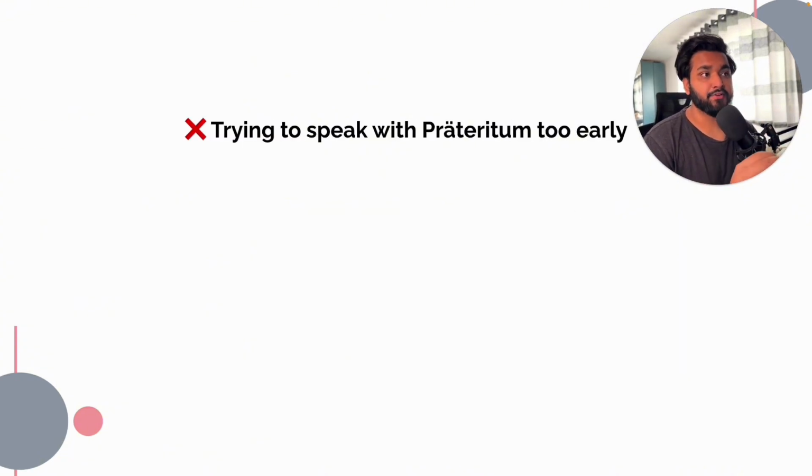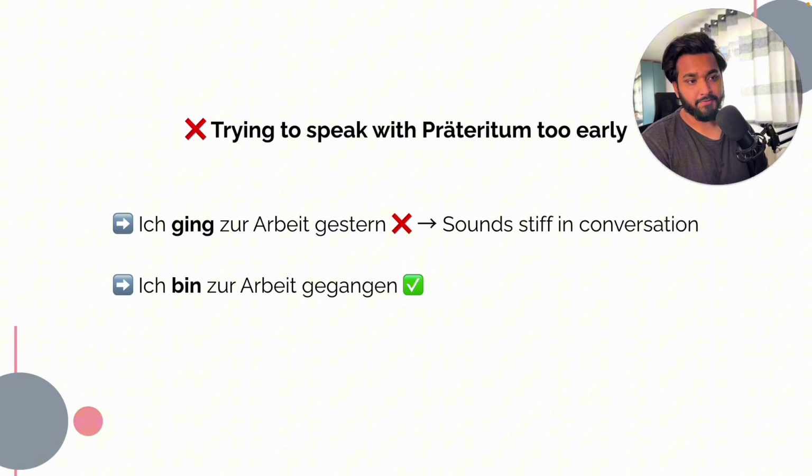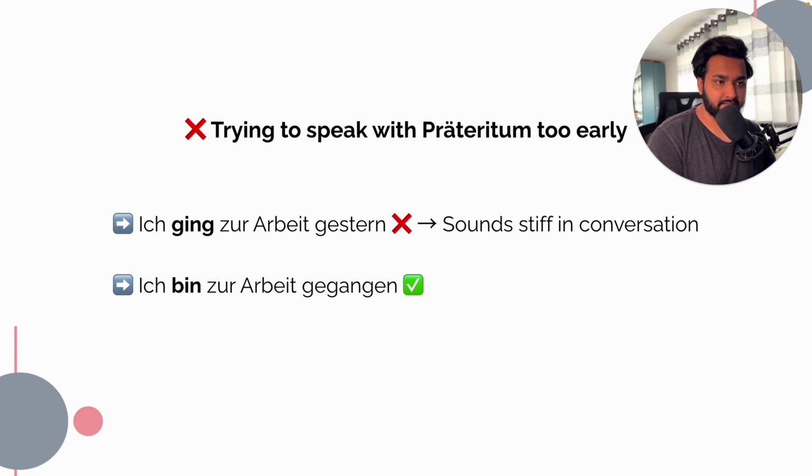The next mistake is trying to speak with Präteritum too early. Ich ging zur Arbeit gestern sounds stiff in conversation. You could just say ich bin zur Arbeit gegangen. That's completely okay. You don't have to be advanced at first. And remember, perfect in daily conversation sounds more natural.